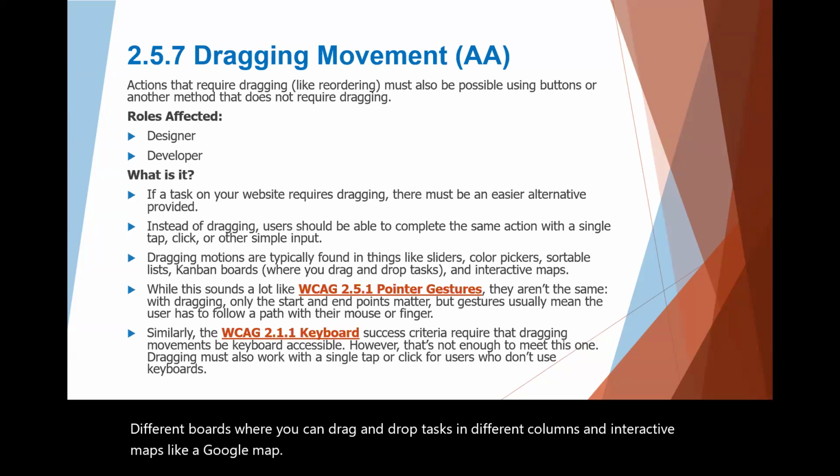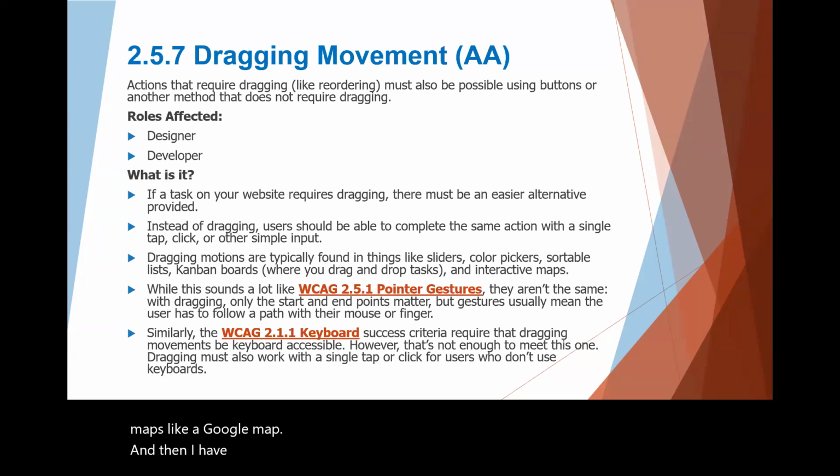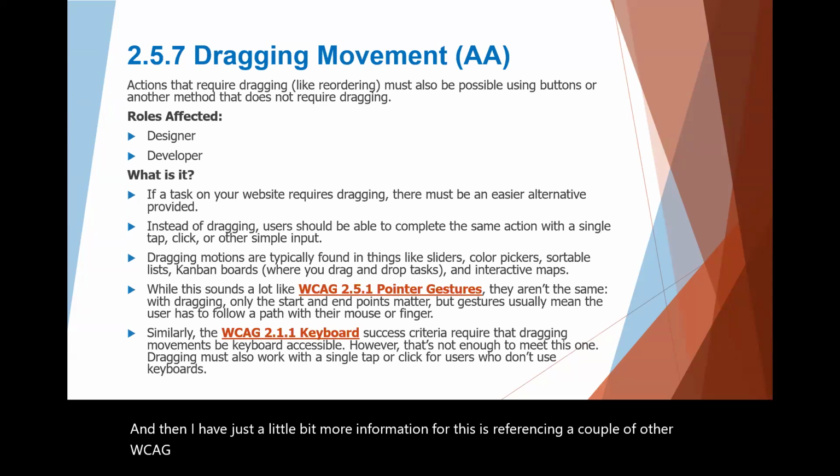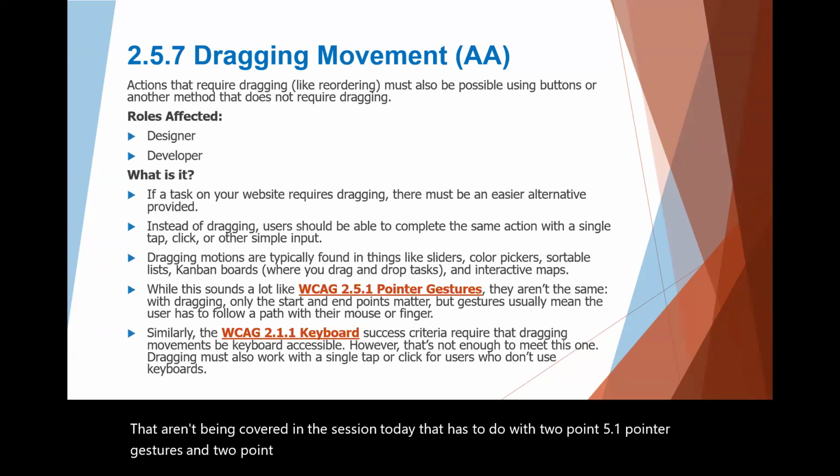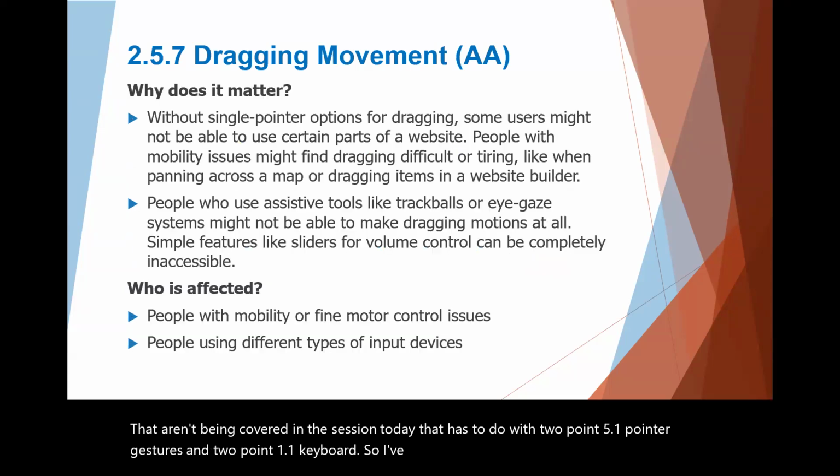And then I have just a little bit more information. This is referencing a couple of other WCAG guidelines to just show you the distinction between 2.5.7 and a couple of the other guidelines that aren't being covered in the session today, that has to do with 2.5.1 pointer gestures and 2.1.1 keyboard, so I've got a little additional information there about that.